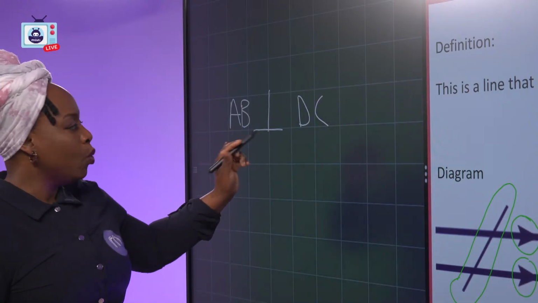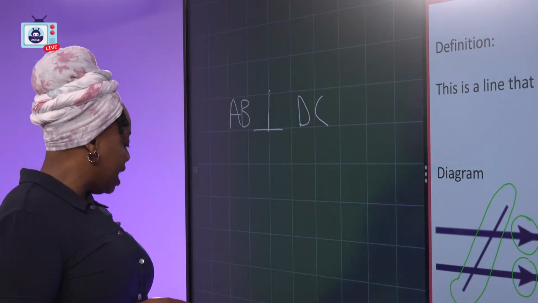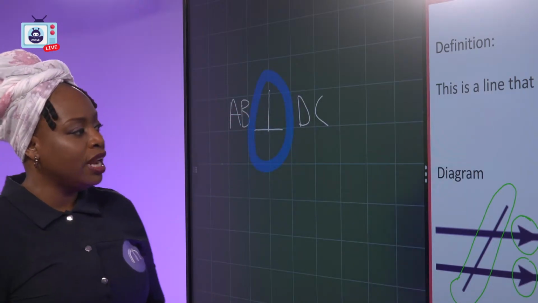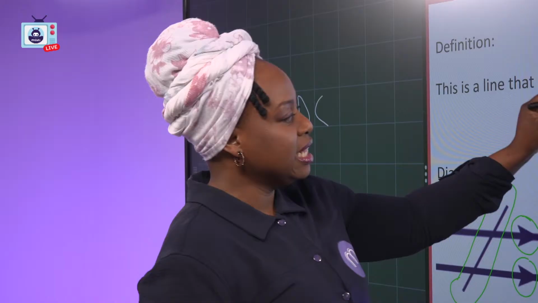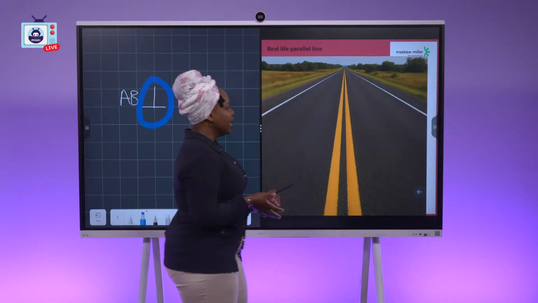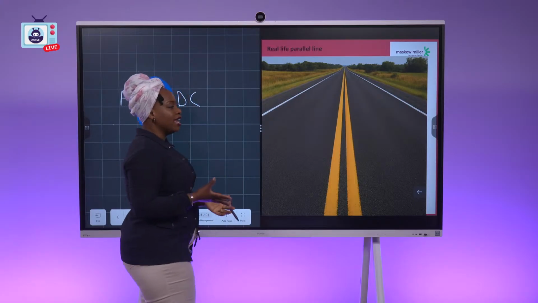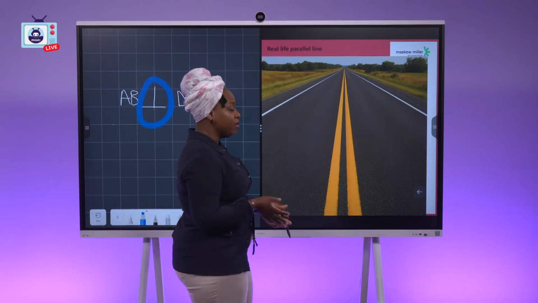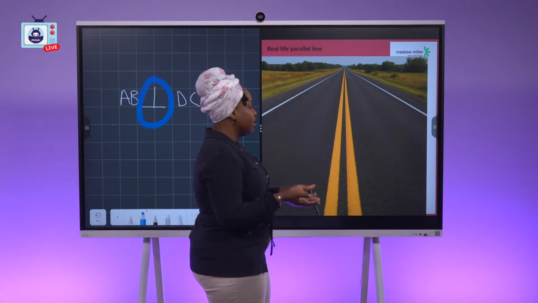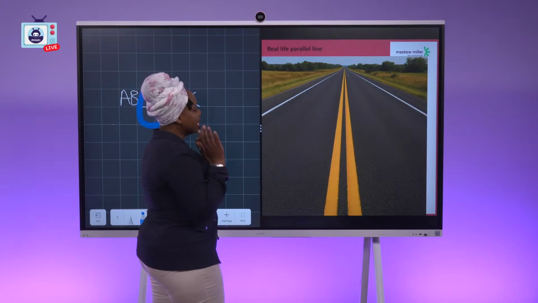So always when you see this kind of symbols, as I've indicated, remember that this is a perpendicular symbol and this is a parallel symbol, right? Okay, and an example of real life parallel lines, there's a lot of them. In parallel lines, we can use a road and we can use a rail lines where the train are moving.